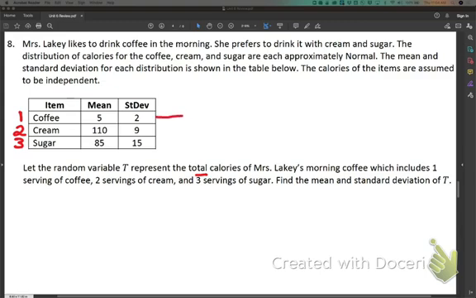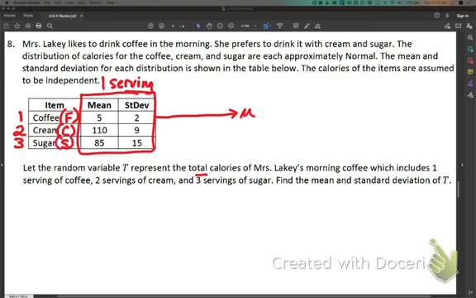So the first thing we're going to do is for this coffee. Now, I only use 1 serving of coffee, which is what all of these numbers are. These are all for 1 serving. So I don't have to change the mean for the coffee. Let's use F for coffee, C for cream, and S for sugar. The mean for the coffee is still 5, and the standard deviation is still 2. I don't have to do anything with those because I only use 1 serving of the coffee.